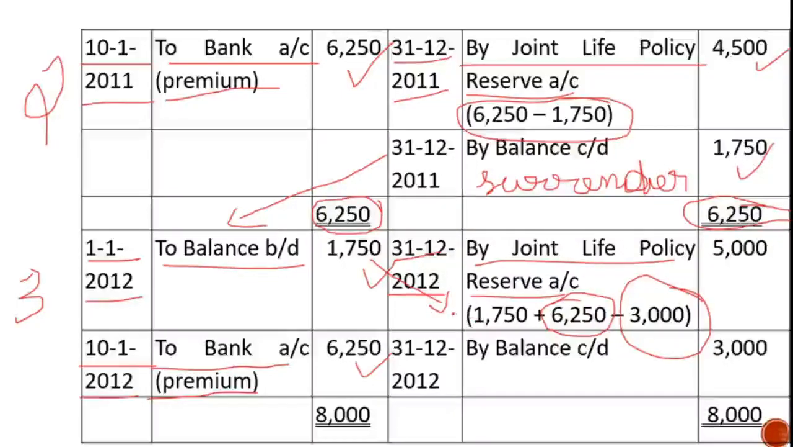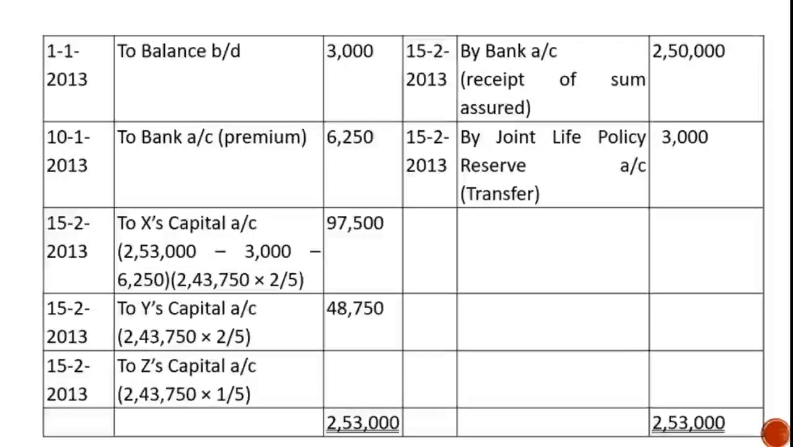So that is to be added here. So 1,750 plus 6,250 minus 3,000 is 5,000. So the remaining balance is the surrender value. So surrender value is the remaining balance, that is 3,000. So it is 8,000. So the remaining balance is 3,000. So this will be carried at the beginning of the fourth year.